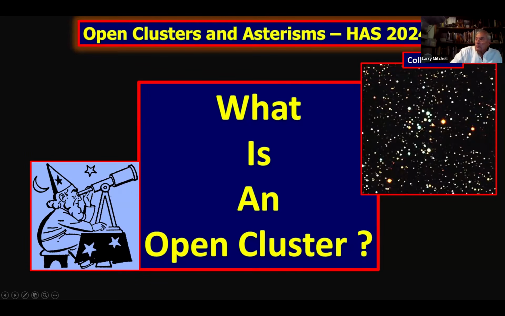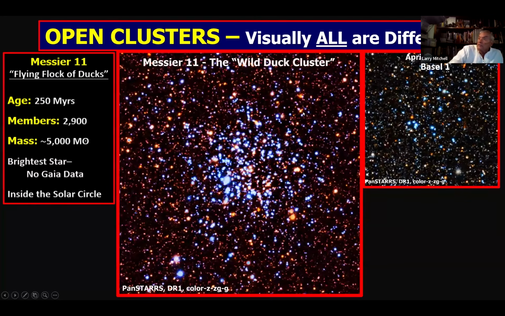We'll try and determine just what makes an open cluster. Visually, as I said, all are different. This is probably one of the most beautiful open clusters in the sky. It's Messier 11, the wild duck cluster. And right next to it is Aprimusvili 1, or Basel 1, which is a different type of open cluster. These two clusters are so close in the sky, they're almost in the same field of view.